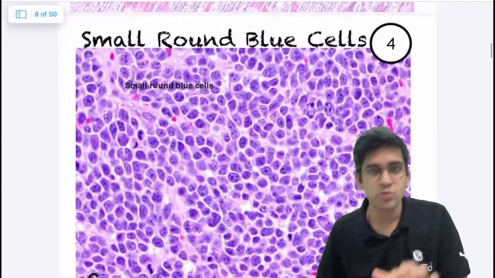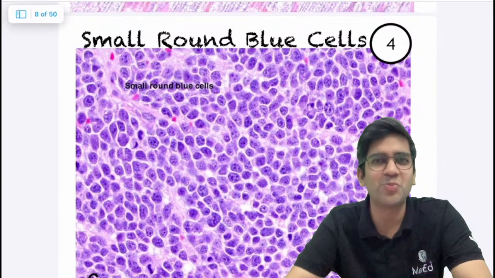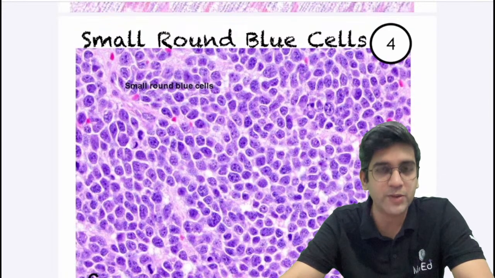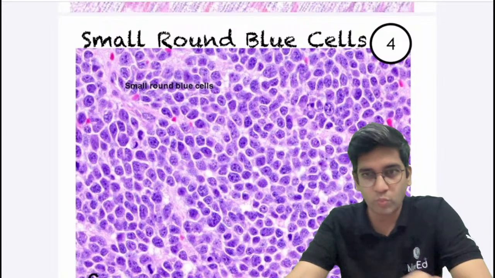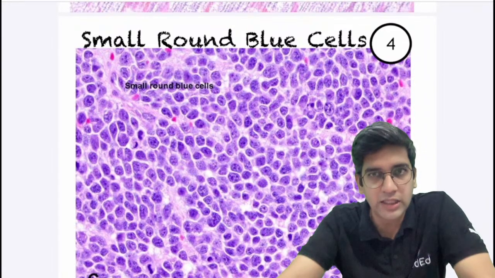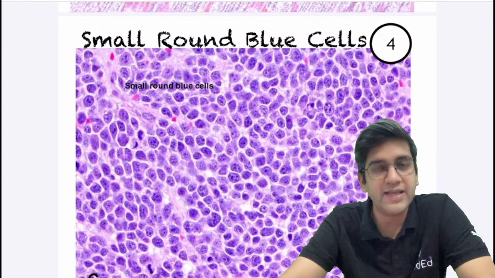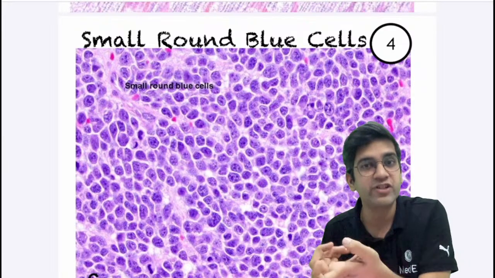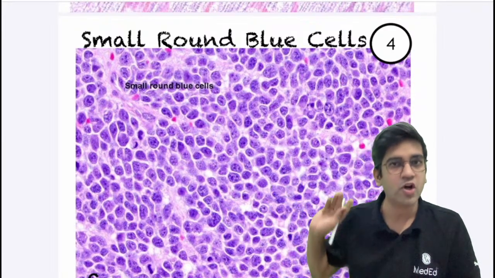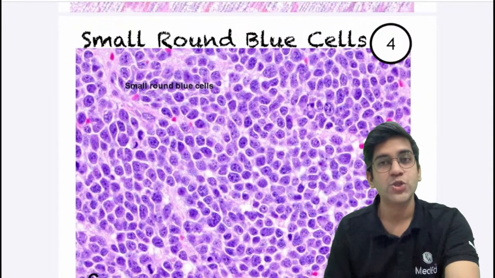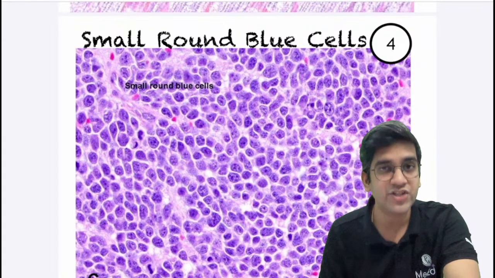Next is small round blue cell. Nothing, it's just small round blue cells, that's all. Whenever you see a small round blue cell tumor, before going to where all I'm going to see them, I want you to ask a question. It's small, round and blue cell. Is it immature or mature? Just tell me that. Just for an example, gland is maturity or differentiation. This is undifferentiated or it's differentiated. It's very undifferentiated, right? So a small round blue cell is an undifferentiated tumor.